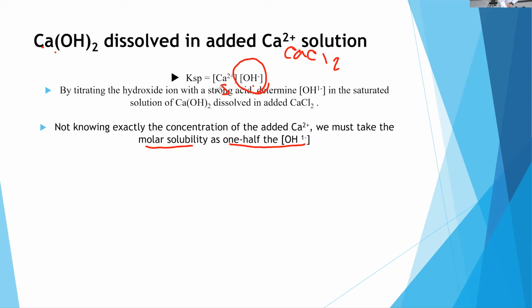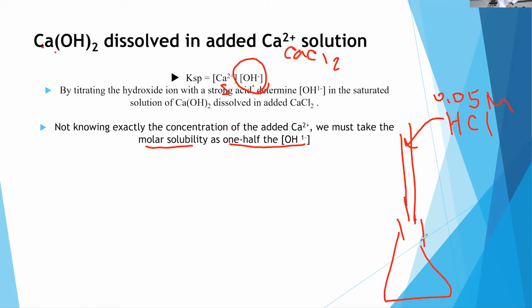The other approach, the experimental approach, would be to set up a burette with the HCl. So if you have HCl here, 0.05 molar HCl, and then you get a pipette, and using the pipette, you add the calcium hydroxide solution, and you add a proper indicator and add enough of the HCl to neutralize all the hydroxide ion.